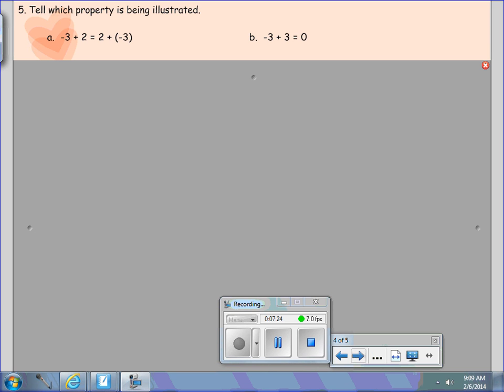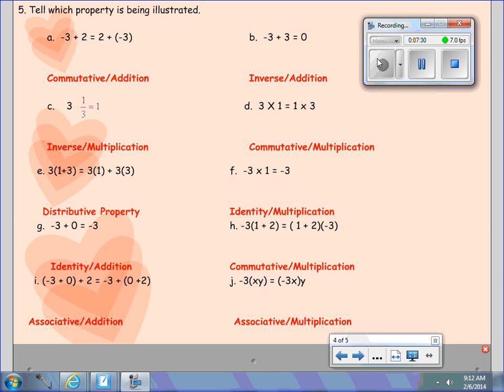Now we're going to review. I'm going to pause this and we're going to review it in class, and I'll come back and show the answers. Please note each of the properties that are illustrated. I want to call your attention to H. Note that it's a commutative property of multiplication because the -3 moved. It commuted.